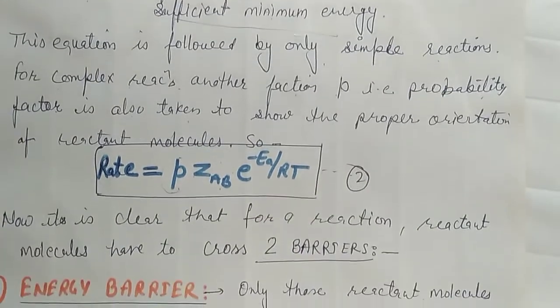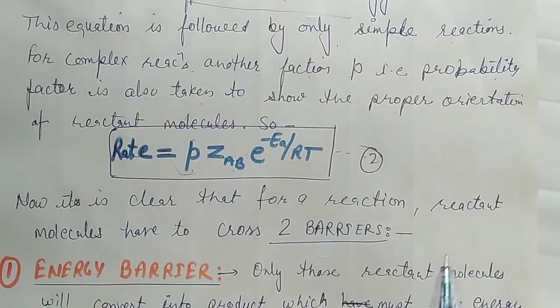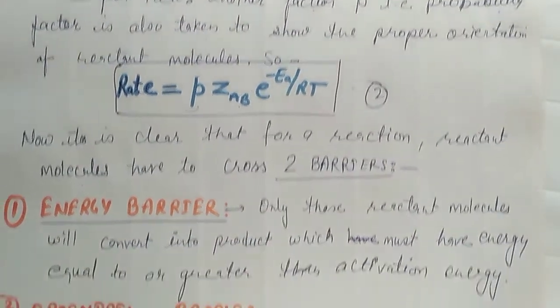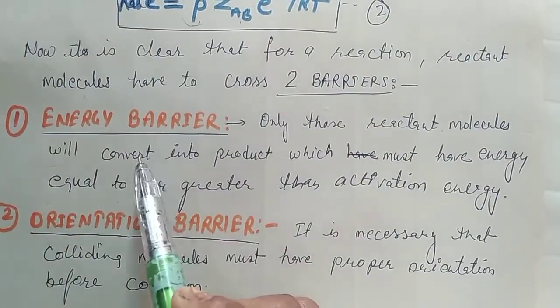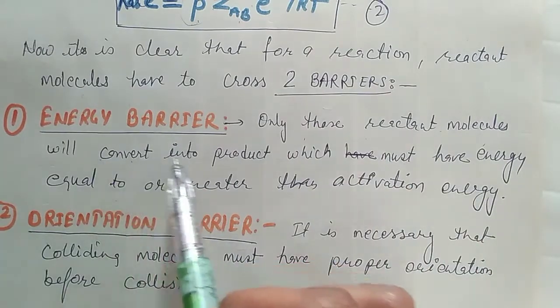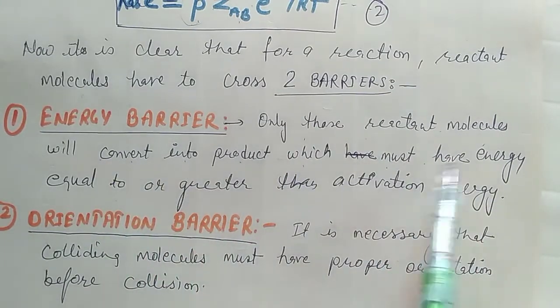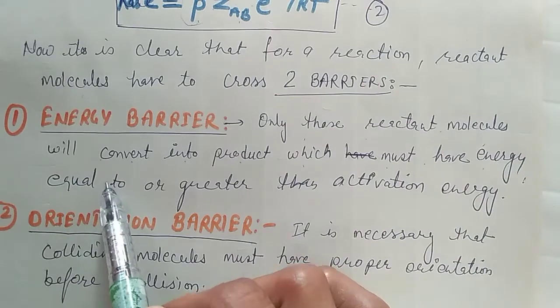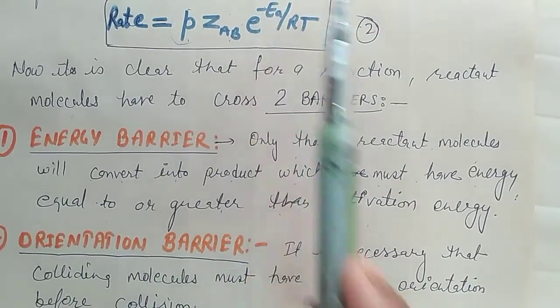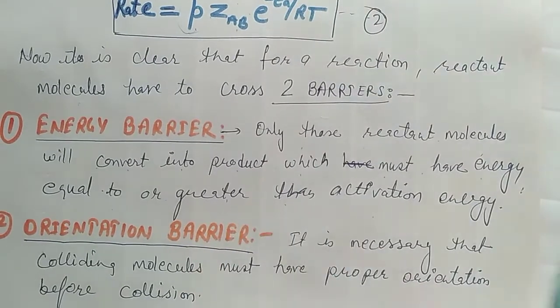Now it is clear that for a reaction, reactant molecules have to cross two barriers. First of all, the energy barrier. Energy barrier means only those reactant molecules will convert into product which have energy equal to or greater than the activation energy, that is EA. And the orientation barrier means it is necessary that colliding molecules must have proper orientation before the collision.